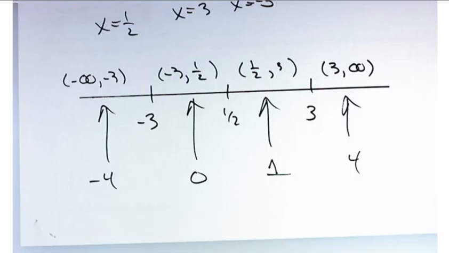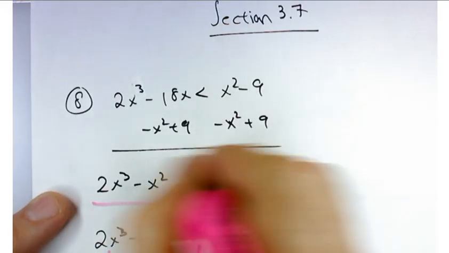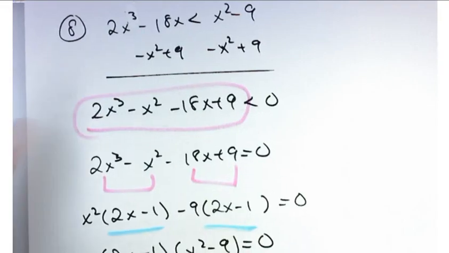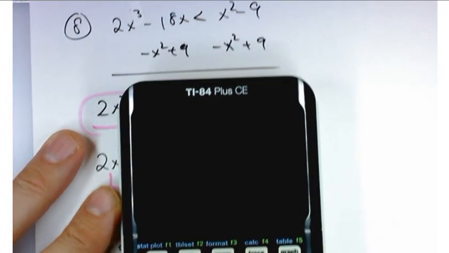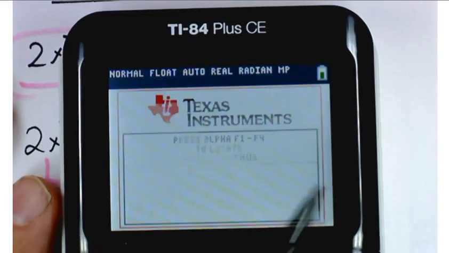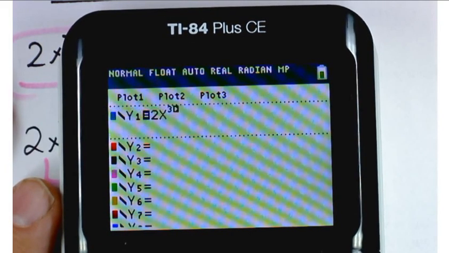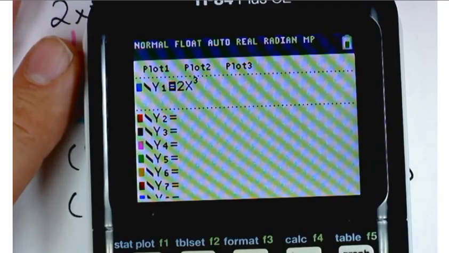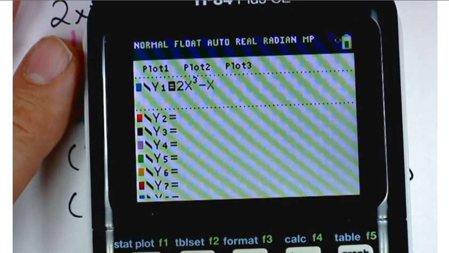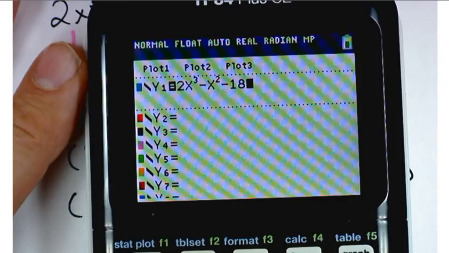So we need to test those, but where are we going to test it? We're going to test it in the polynomial that we got that put 0 on one side. So we're going to go all the way back up here and test those points in here. Now, it's easy to test 0, but we need to test a little bit more than 0. So I'm going to enter that into my calculator. So y equals, and then I want 2x cubed minus x squared minus 18x plus 9.